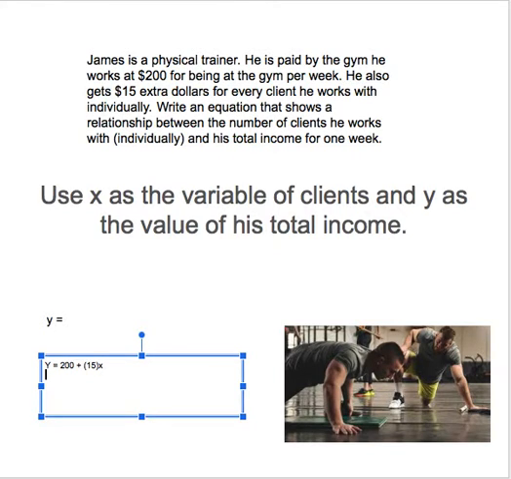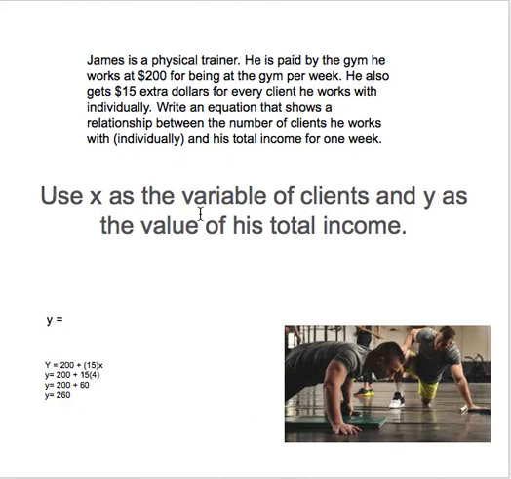And if we plug in some numbers, let's say that he works with 4 clients. So I'm going to just take out x and put in 4. So y is then going to be equal to that $200 that he gets just for being there. And then 15 times 4 is 60. So in this case, y is equal to 260. This variable y would change as his number of clients change.